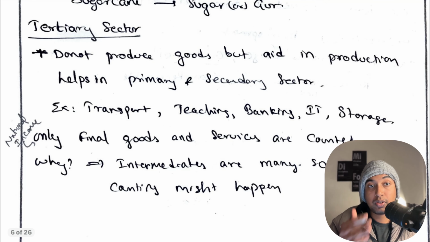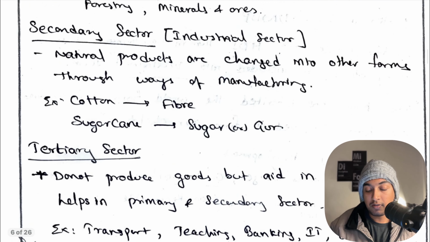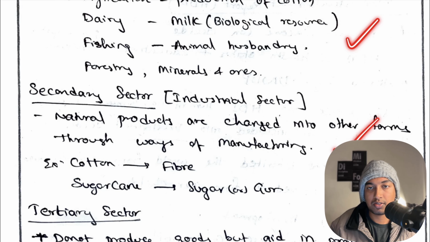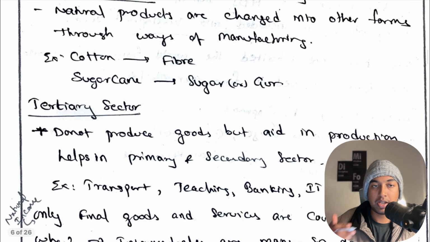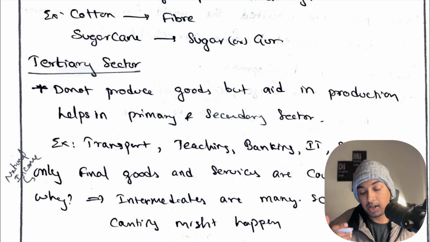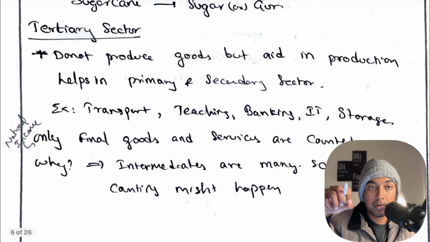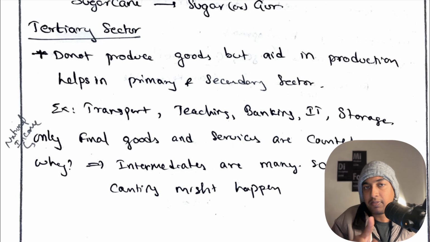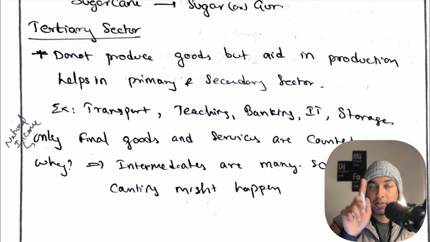Now let's move to the tertiary sector. What is the tertiary sector? These two you understood: this is exploiting natural resources, and this is moving to the next stage. The tertiary sector is related to the same. Here we will be doing something needed for the industrial sector or something needed for the primary sector.